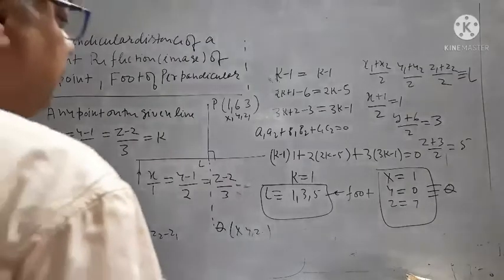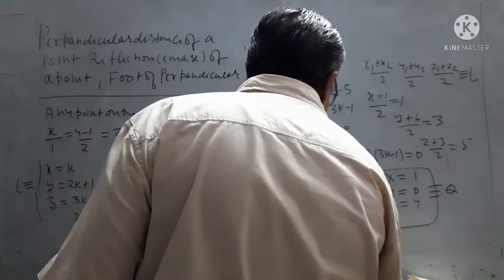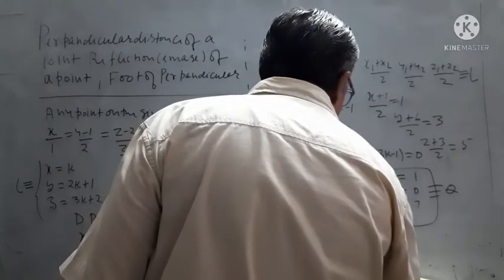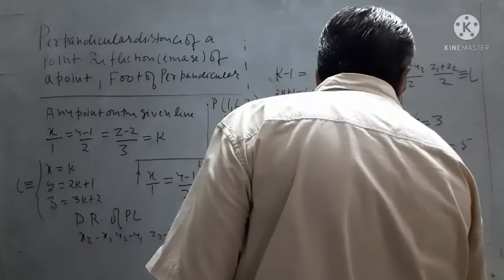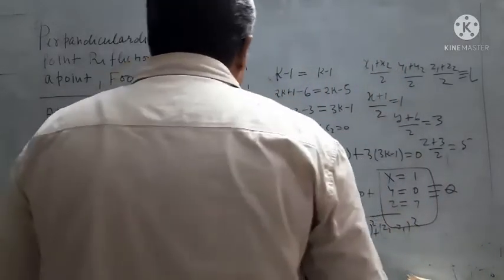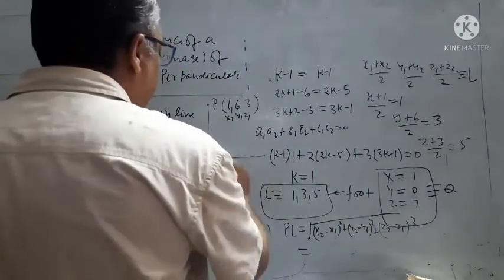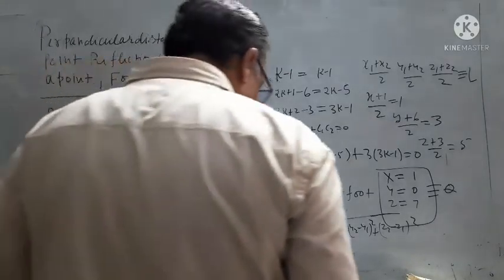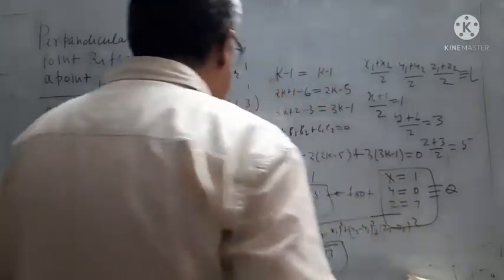Now for perpendicular distance, we have to find the distance PL using the relation under root of (x2 minus x1) whole square plus (y2 minus y1) whole square plus (z2 minus z1) whole square. We know the coordinate of L as (1, 3, 5). So we obtain the perpendicular distance PL, which is equal to under root 13, when we put these values in this formula.